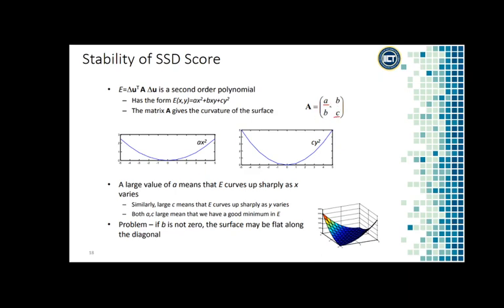The problem is that if B is not 0 or not near 0, this becomes flat. So finding a local minimum gets a little bit tricky. So what we want to do is make these B's as close to 0 as possible.